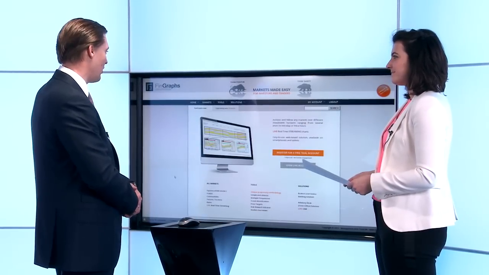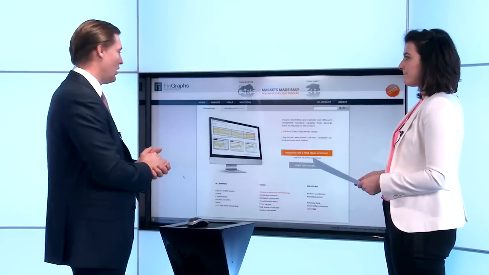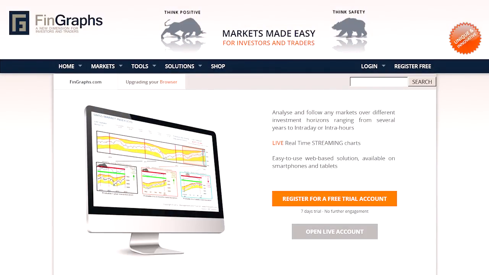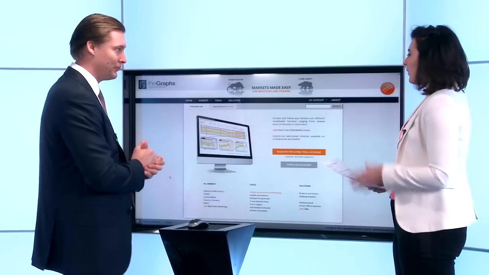And we're going to have a look at our new Fingraphs service this morning. And you can see we're on our website here on the home page. Fingraphs is a new chart tool for investors and traders and is meant to make chart interpretation easy for everyone. We're going to be taking a look at the dollar rates today, is that correct?